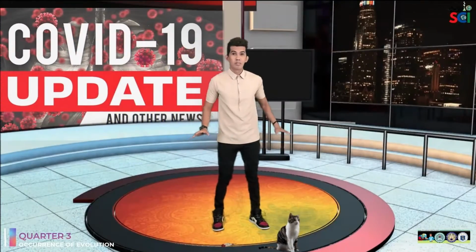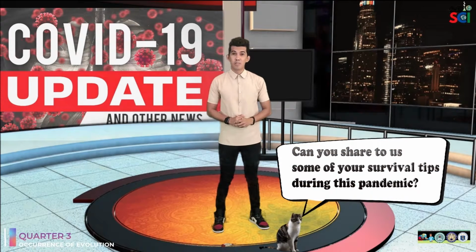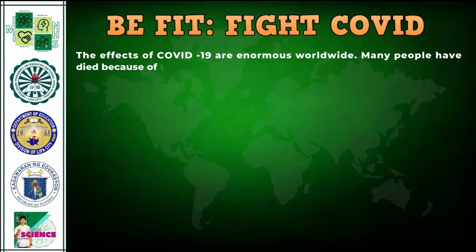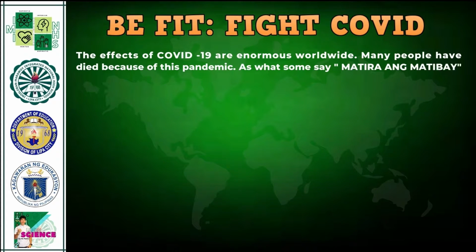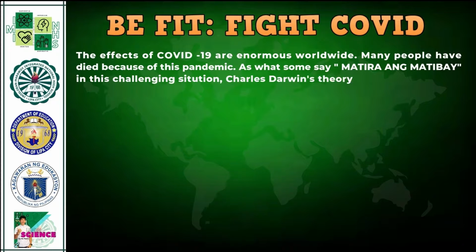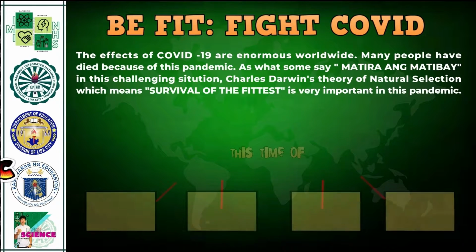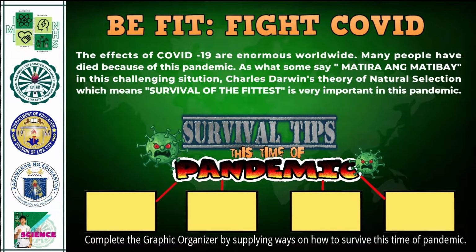So, in line with our current situation, can you share to us some of your survival tips during this pandemic? Be fit, fight COVID. The effects of COVID-19 are enormous worldwide. Many people have died because of this pandemic. As some say, matira ang matibay in this challenging situation. Charles Darwin's theory of natural selection, which means survival of the fittest, is very important in this pandemic. So, complete the graphic organizer by supplying ways on how to survive this time of pandemic.